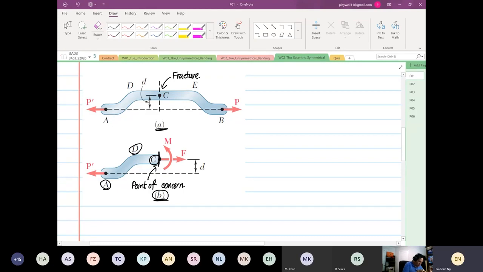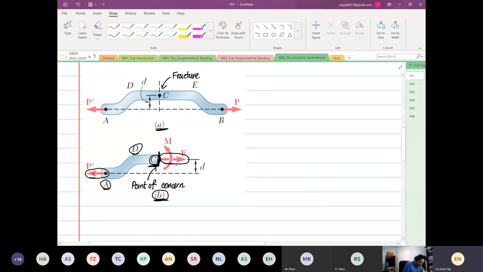So we have to figure out the direction of the forces and the moment that's acting at point C. What do I mean by that? If you have a load P over here at point C, you also have a load F acting in the opposite direction based on Newton's third law. Action equals reaction, same in magnitude but different in direction. So the point of concern at point C is where we're going to analyze our structure.